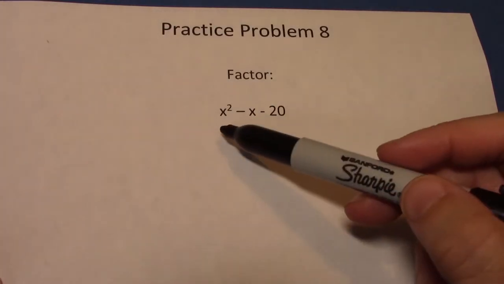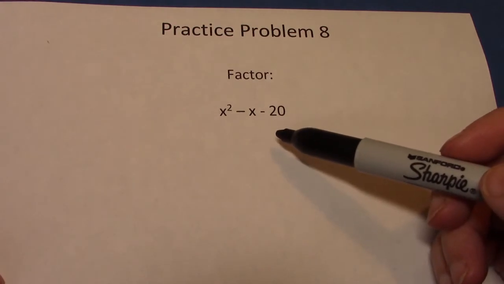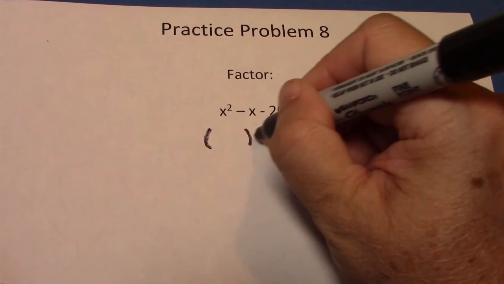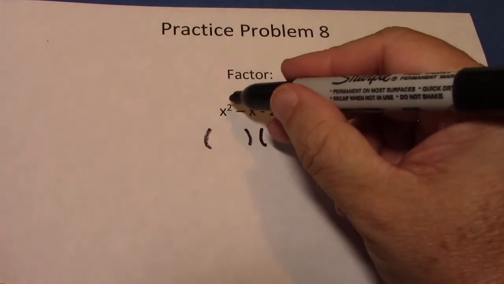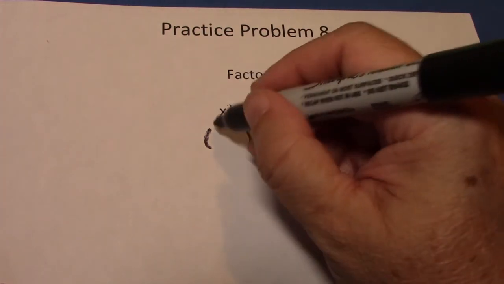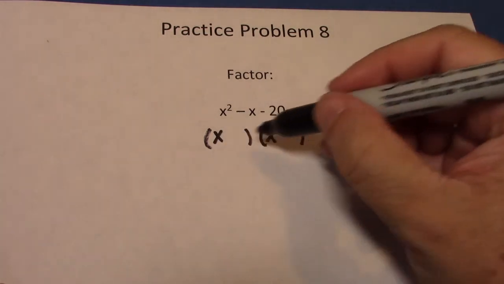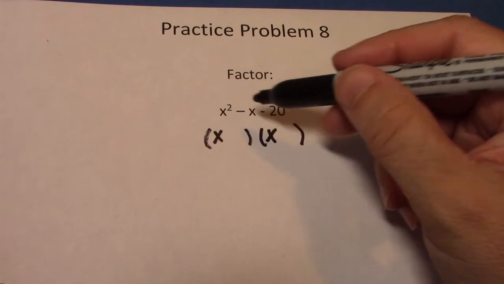Problem 8 has given us a trinomial that it would like us to factor. And I think we can factor this into two binomials. The coefficient of x squared is 1, so that means that we're going to start with x here on the first part of our parentheses. X times x will give us x squared.